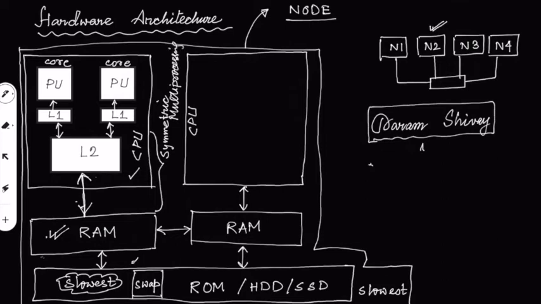This is because if you ask the question how much time CPU core 1 requires compared to core 2 to access the RAM, then the time is the same. But if this core wants to access the RAM here, it will definitely take more time because it has to go through a longer path. And if it wants to access the RAM in node 3, obviously it will take much more time.